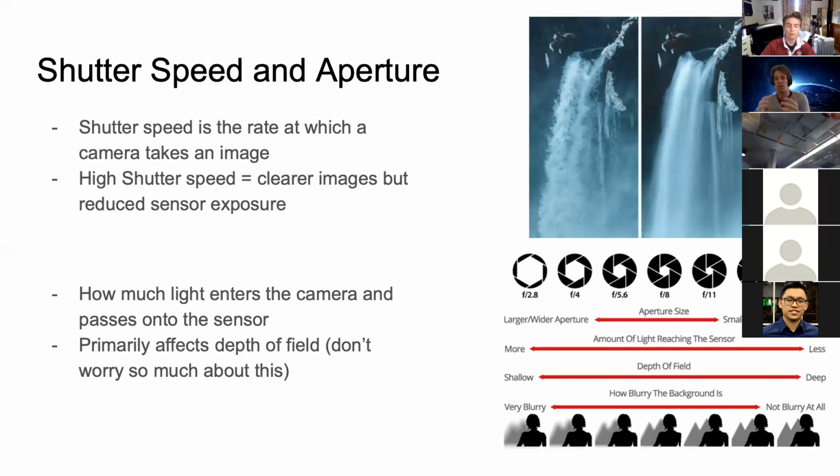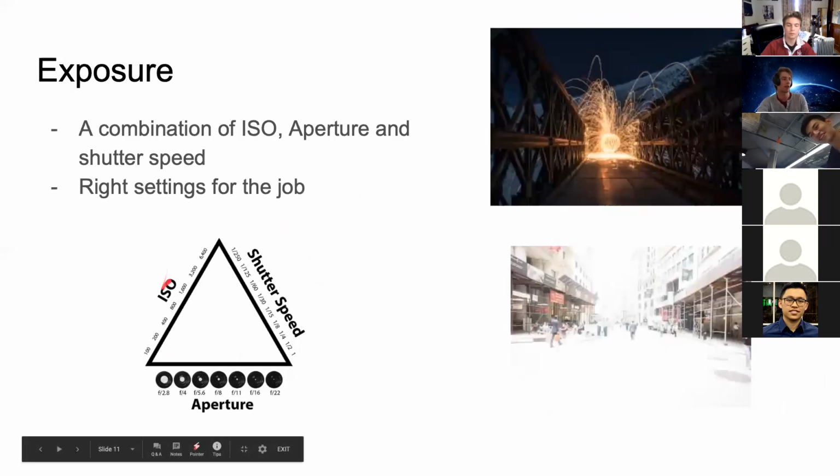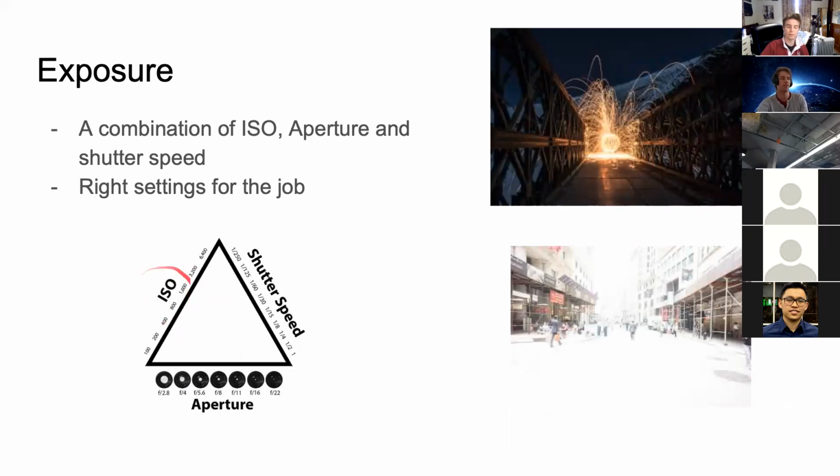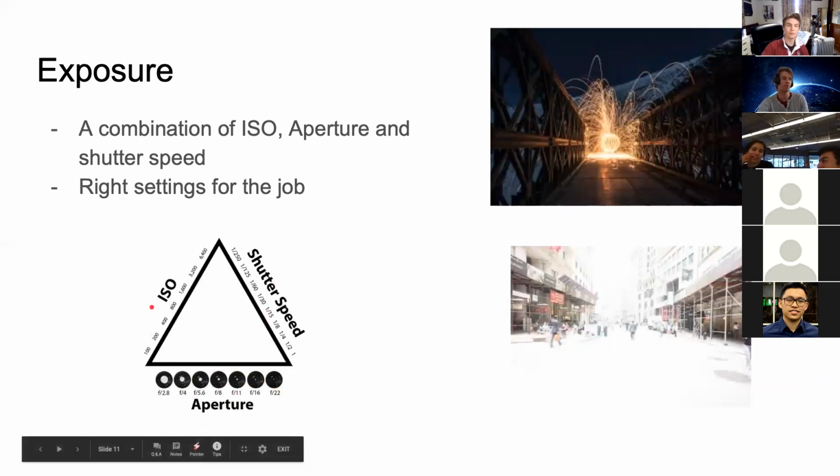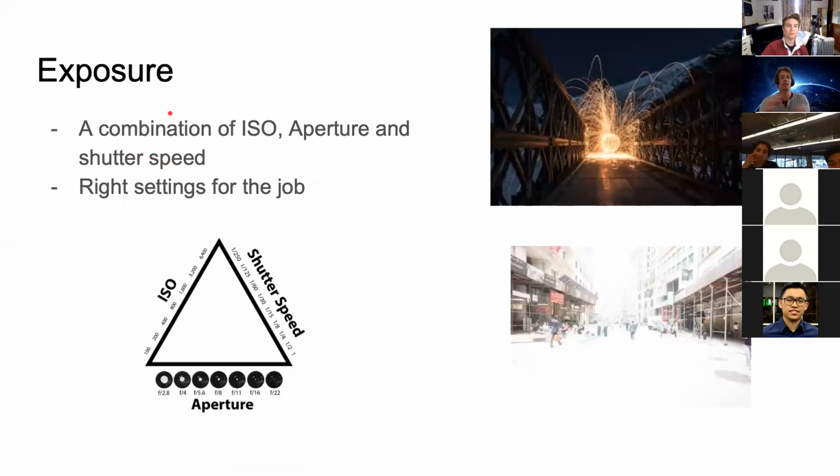But what you do need to think about is the relationship. I haven't talked about ISO, but that's because I've never had to deal with ISO on a Raspberry Pi. You do need to think about the relationship between shutter speed and aperture. The combination of all of these three things gives you something called exposure, which is basically how well your image responds to light and how it responds to light.